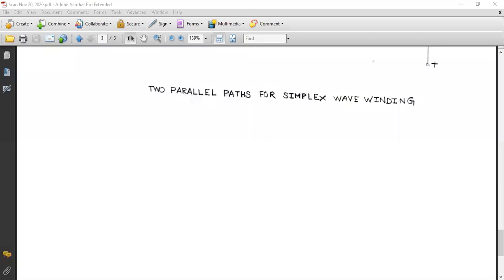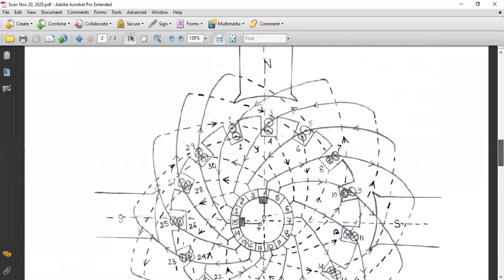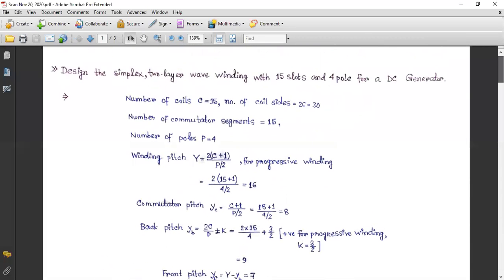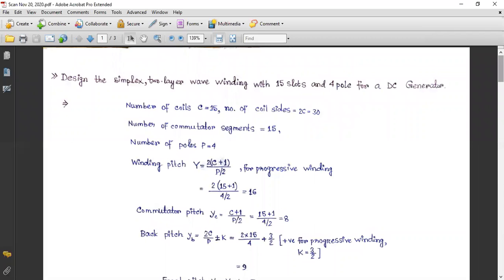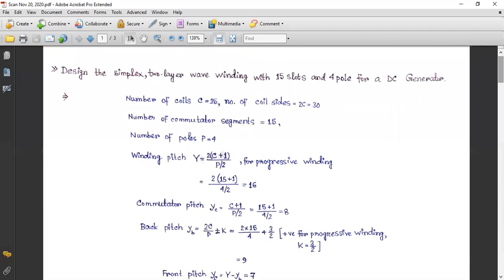Okay, so I think many of you have already submitted the wave winding, and I can open one of your copies and then discuss that. So let me open one of the copies. Just a minute. Okay. So can you see this? Can you see this? Yes sir. Okay, so this is the copy by Sharnodeep Shaha, your friend.